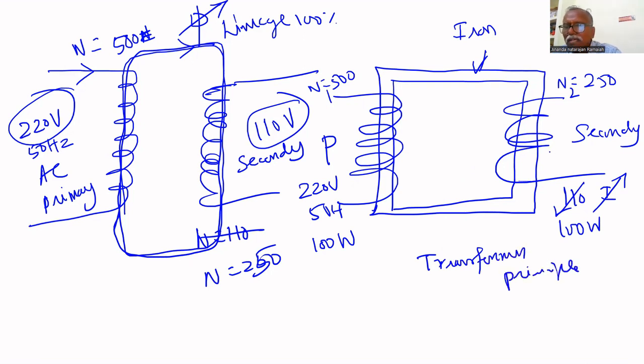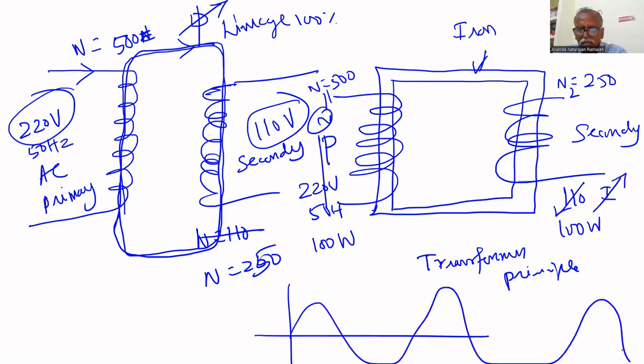Voltage in the secondary will be induced whenever this coil is placed in a varying flux. Here we are giving AC, that's why the flux here is varying like this, because the current is varying like that. The same flux is linked with the secondary. Here no voltage, no current, but the flux is varying. As flux varies, voltage is automatically induced in the secondary.